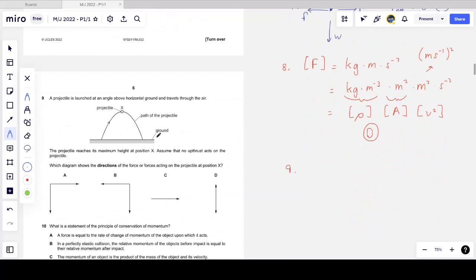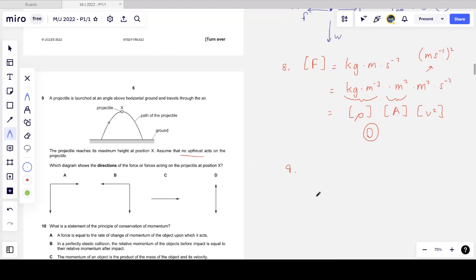So question 9, we're still on forces and projectile motion. Question 9 says a projectile is launched at an angle above horizontal ground and travels through the air. So we've shown the path of the projectile. The projectile reaches the maximum height at position X. If there's no upthrust acting on the projectile, we want to know which diagram shows the direction of the force or forces acting on the projectile at position X. Okay, so all we are told is that no upthrust is acting on the particle. We are not told that no friction or no air resistance is acting on the projectile.